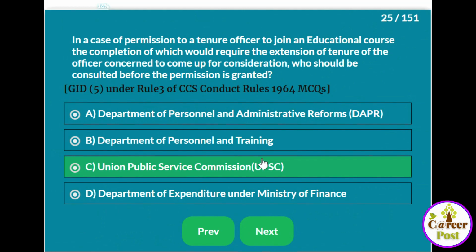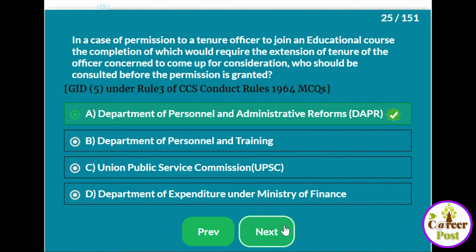In the case of permission to a tenure officer to join an education course, the completion of which would require the extension of tenure of the officer concerned to come up for consideration, who should be consulted before permission is granted? Is it the DAPR? Is it DOPT? Is it UPSC? Or is it the Department of Expenditure under Finance, Ministry of Finance? It is the Department of Personnel and Administrative Reforms. It is given in the GID under Rule 3 of CCS Conduct Rules.